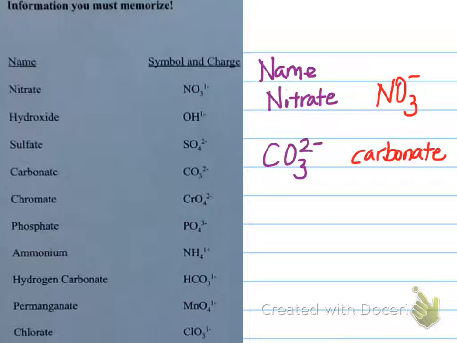My suggestion is that you make yourself some flashcards or you make yourself a Quizlet deck and you work at memorizing these. So we have nitrate, hydroxide, sulfate, carbonate, chromate, phosphate, ammonium, hydrogen carbonate, permanganate, and chlorate. And you see those symbols and charges.